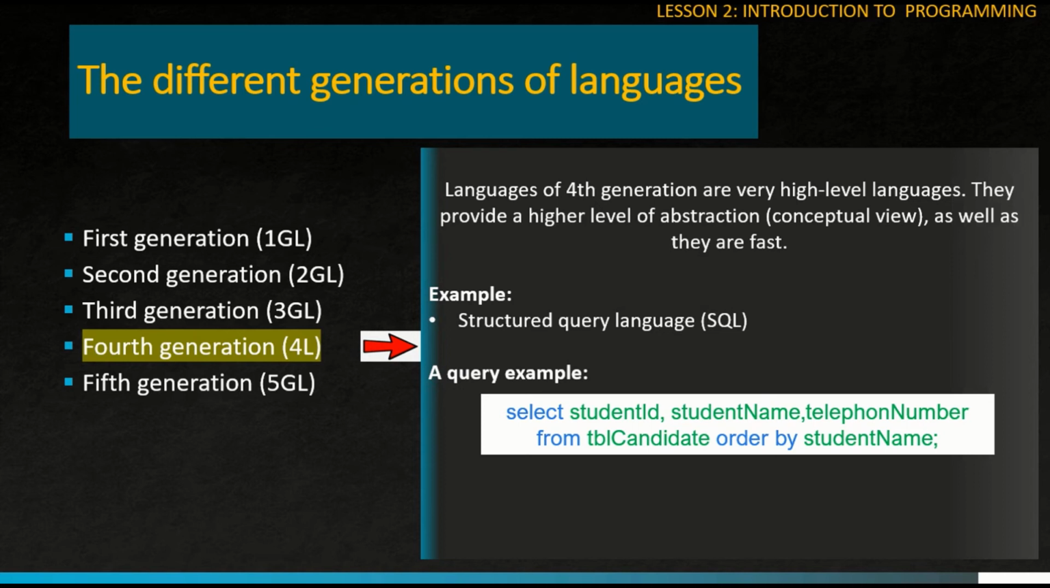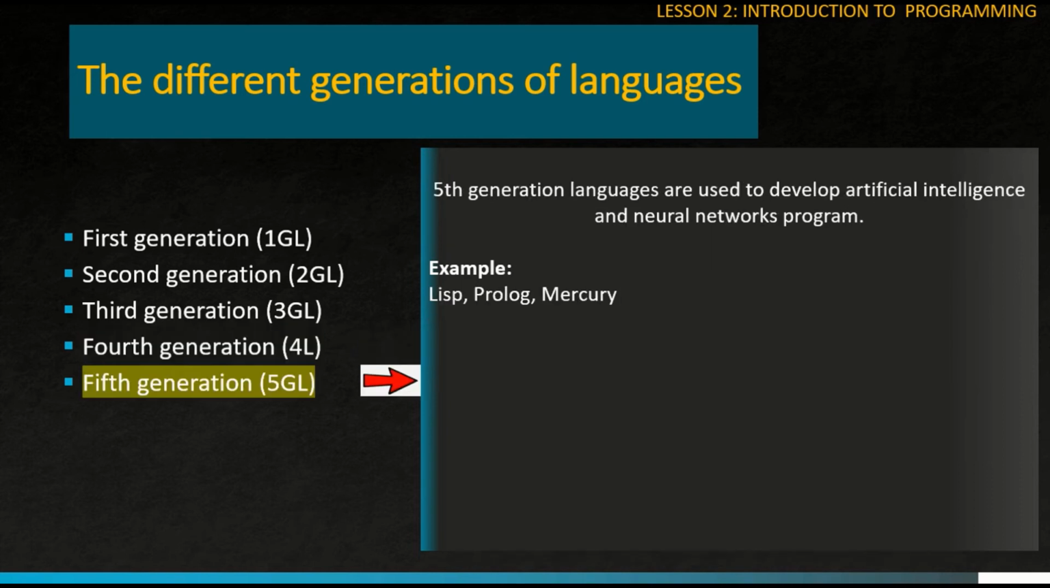In the figure you can see a query example. This query will fetch student ID, name, and telephone number from a database table named TBL candidate. This query will also sort the result into alphabetical order by student's name. You may have noticed the abstraction level in SQL.